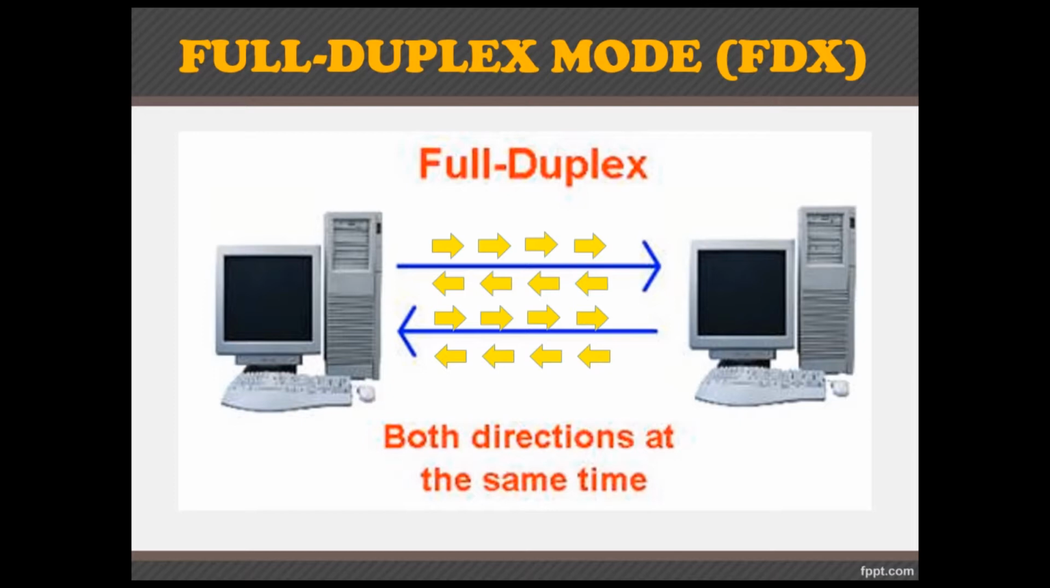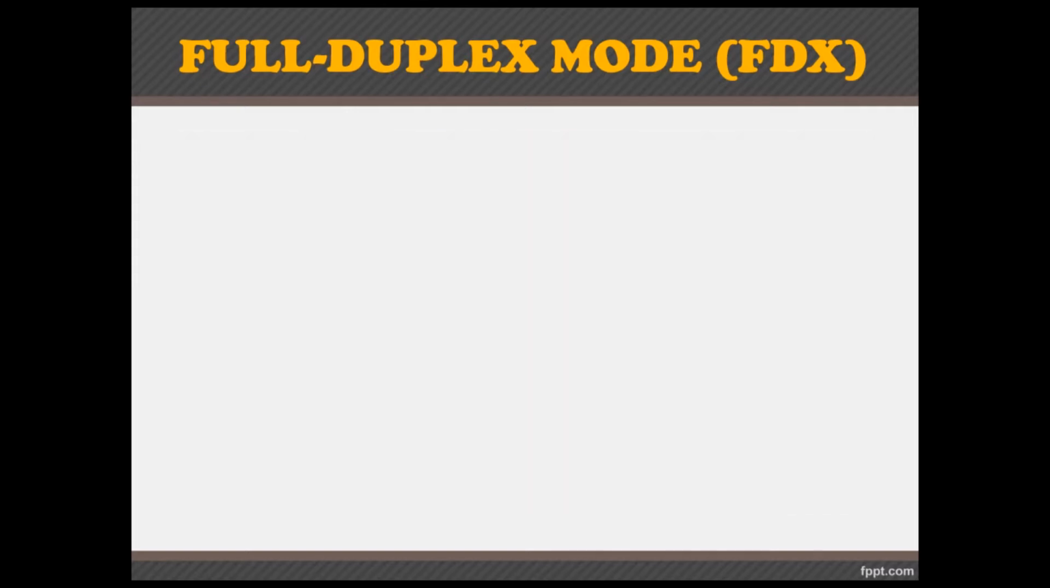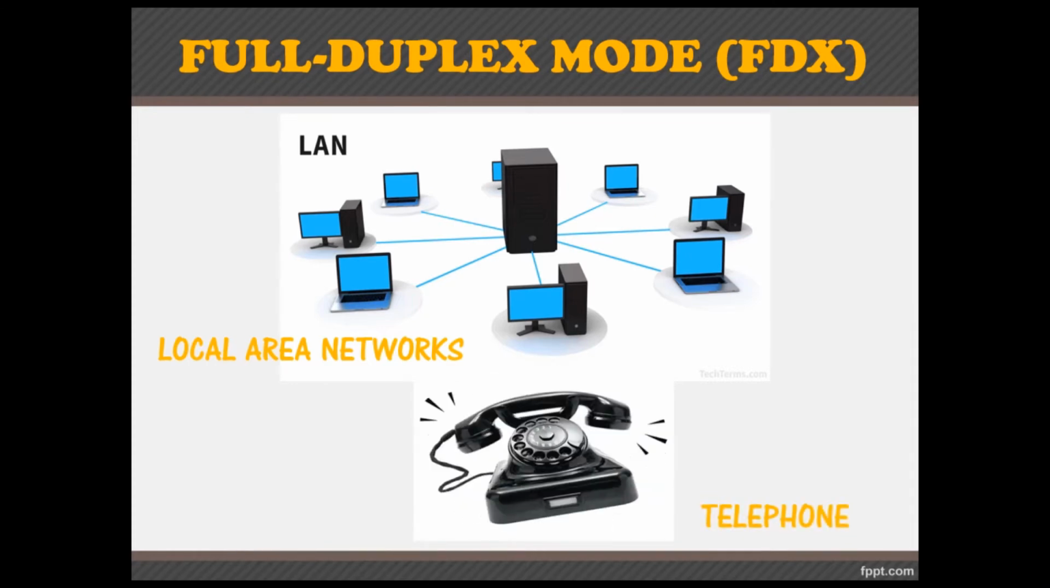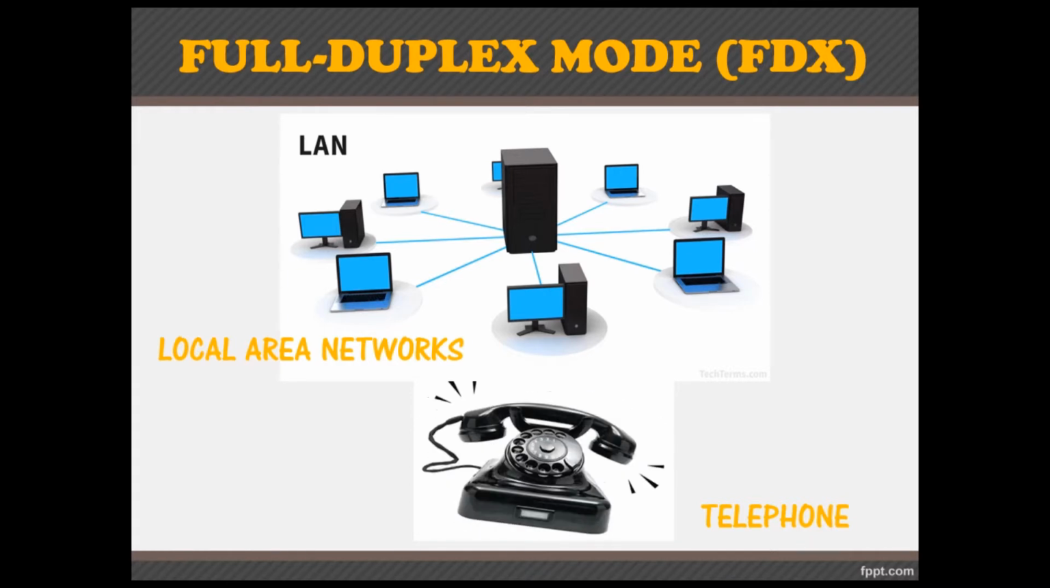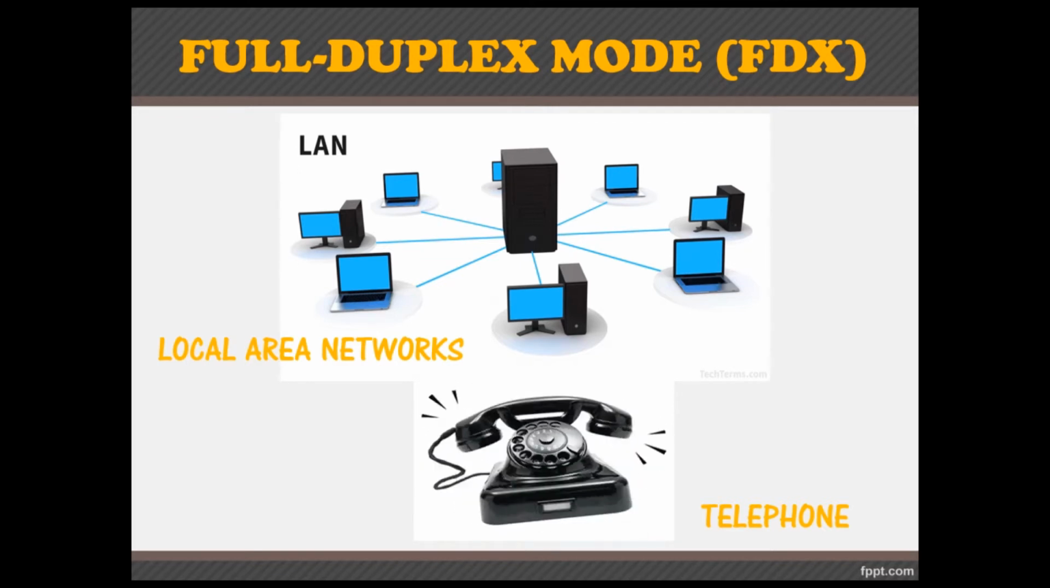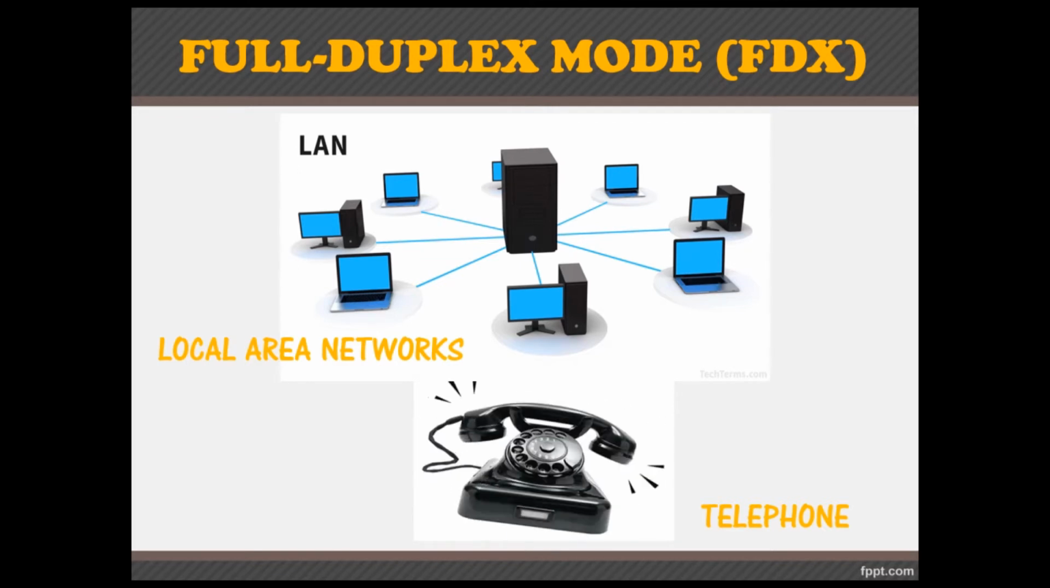The link may contain two separate transmission paths, one for sending and another one for receiving. Full duplex mode is used when communication in both directions is required all the time. The capacity of the channel, however, must be divided between the two directions. An example for this is a telephone network in which there is communication between two persons by a telephone line through which both can talk and listen at the same time.